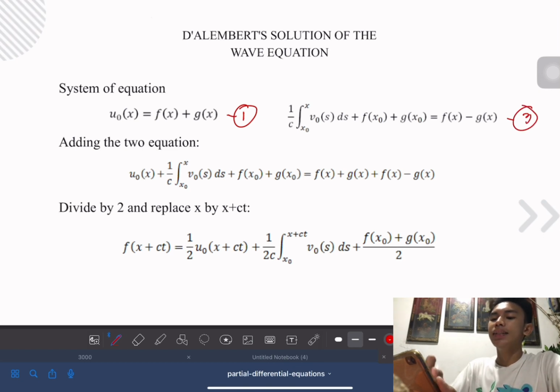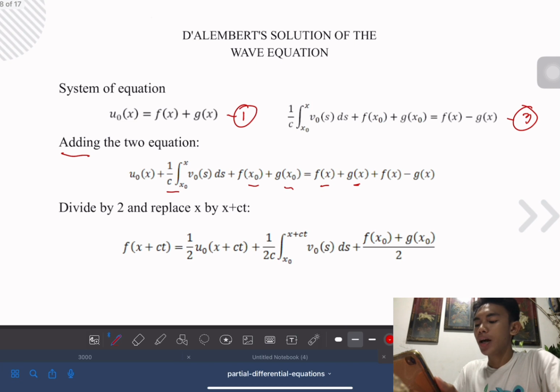First part is adding the two equations. So we will be having u sub 0 of x plus 1 over c times the integral of v sub 0 s ds evaluated from x sub 0 to x, plus f of x sub 0 plus g of x sub 0 is equal to f of x plus g of x plus f of x minus g of x. The g of x will be cancelled and the f of x will be added, so it will become 2 of f of x.